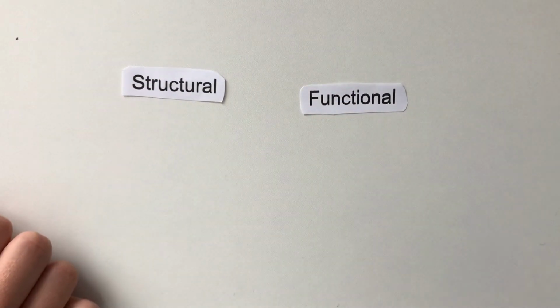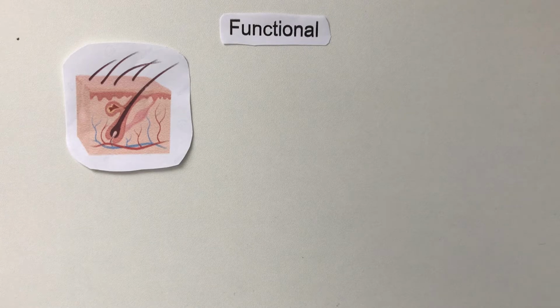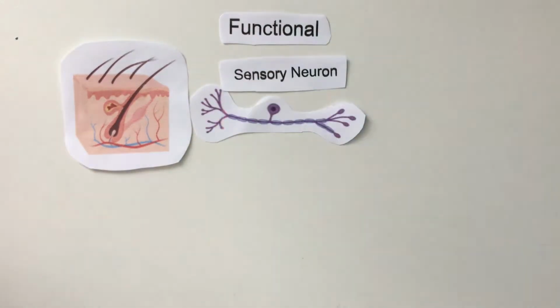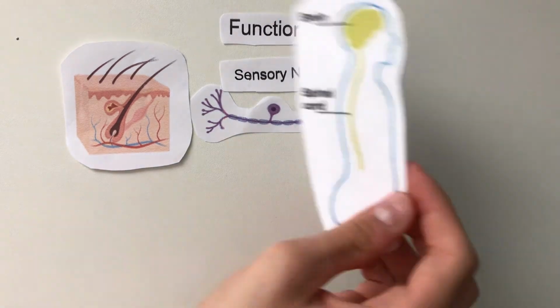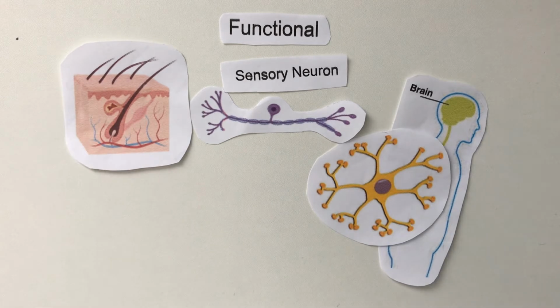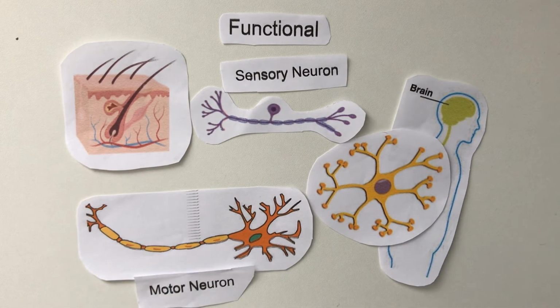Neurons can be classified in two ways, structural and functional. Here are neurons classified by function. Receptors, which can be on the skin for example, detect a stimulus from the environment and send impulses down a sensory neuron to the CNS, or central nervous system. The CNS then sends the signal down the motor neuron to the effectors, which can be muscles or glands.